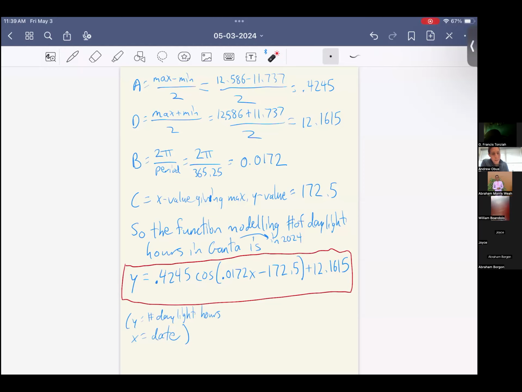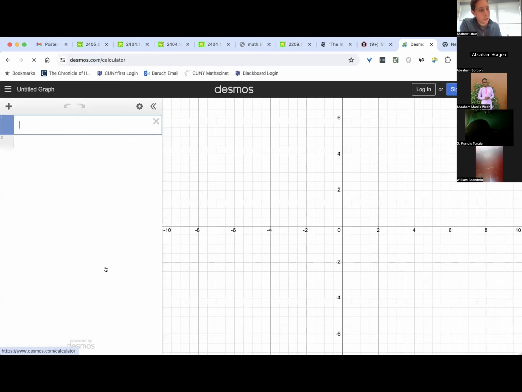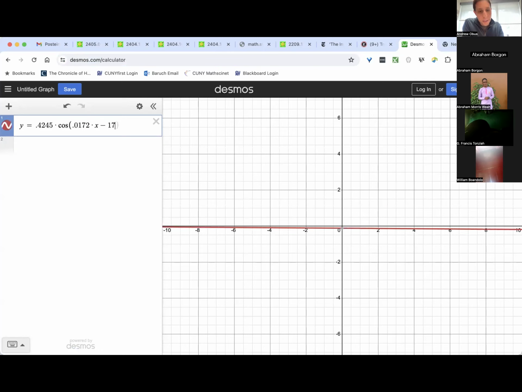So let me do a graph. I'm going to do Desmos here. So let's try this. Desmos.com, graphing calculator. Wait, no. Let's go back to GoodNotes. Okay, so I'm going to do this. Y equals 0.4245 times cosine of 0.0172 times x minus 172.5, and then plus 12.1615.